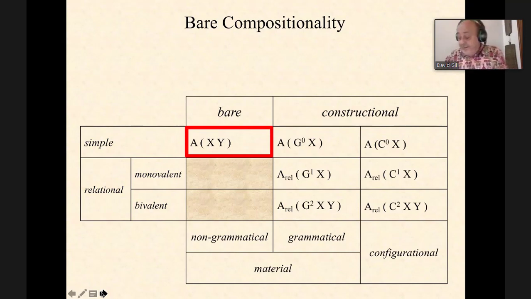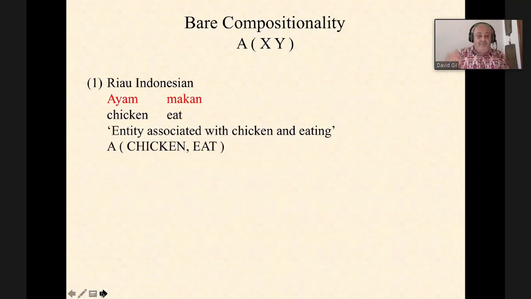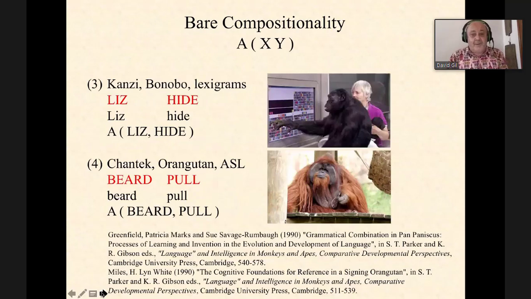And what I'll be doing, time permitting, is basically illustrating each of the seven types of compositionality, beginning with bare compositionality, which we've already seen in the Indonesian. And here are some examples from captive apes. So as I've argued elsewhere, based on research by others, of course, I'm not a primatologist myself.